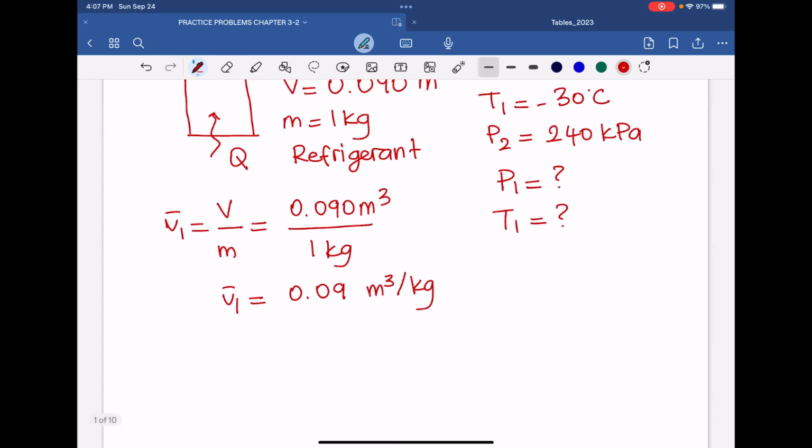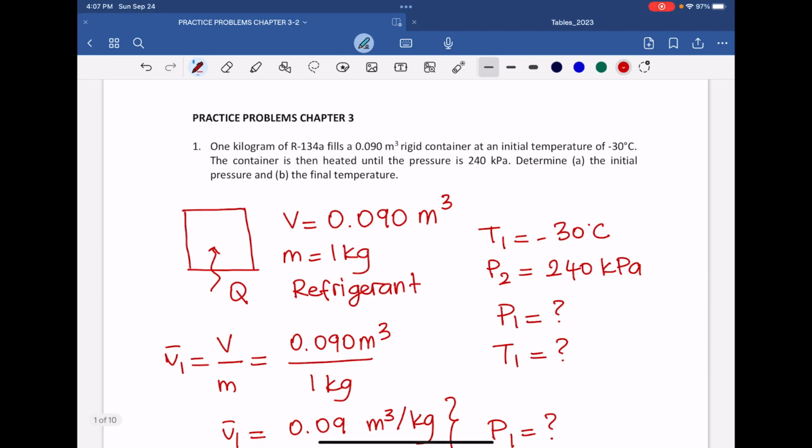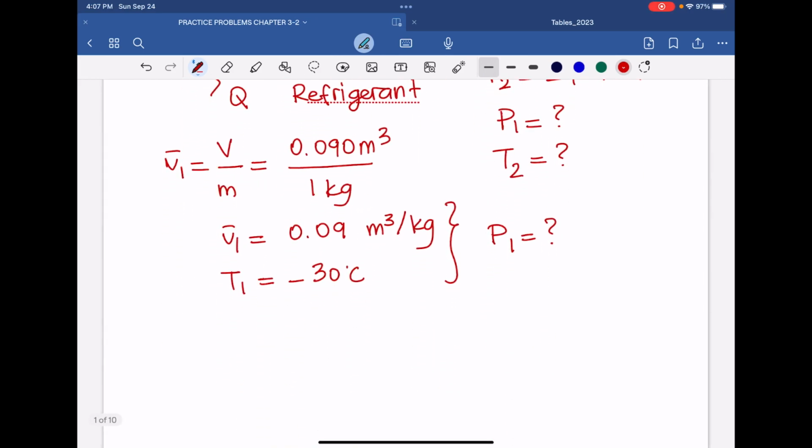Okay, now regarding the first state, now I know the specific volume in addition to the temperature. Right? And this helps me to be able to look at the right tables and read what the pressure is going to be. Let me see. Determine the initial pressure and final temperature. Okay, I'm sorry, they said the final temperature. Okay. So in that situation, let's look at the tables.